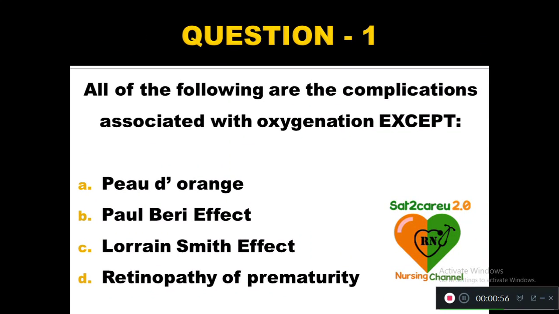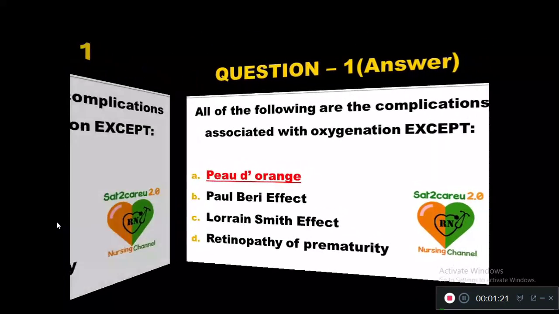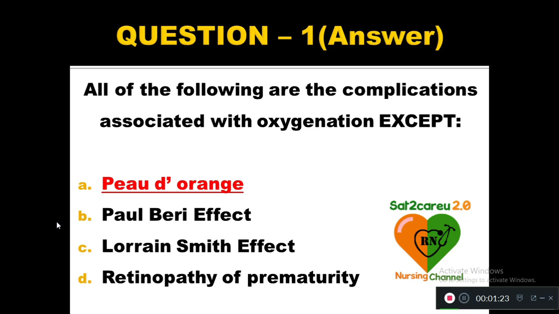All of the following are the complications associated with oxygenation except option A, pure D orange, option B, Paul Bert effect, option C, Lorrain-Smith effect, option D, retinopathy of prematurity. Which is the right answer? The right answer is pure D orange is not the complication associated with oxygenation.